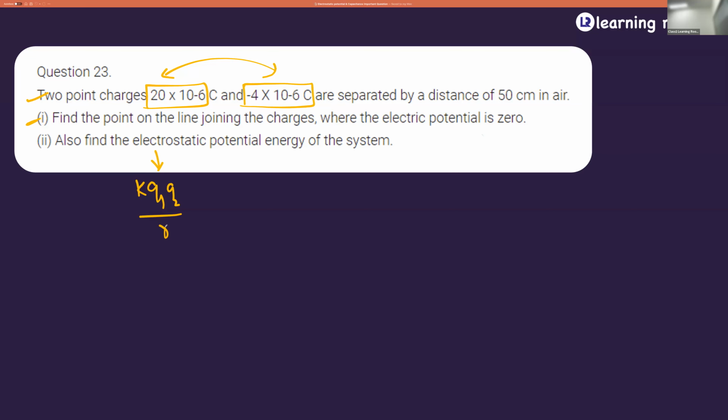It's very simple. You need to write the potential due to the first charge at a point, and the potential due to the second charge at a point. Sum of both should be 0. KQ by R. You need to write VA and VB at a point. Sum of both should be 0. So whenever you're writing potential due to a positive charge, you need to put the positive sign. Due to the negative charge, you need to put the minus sign. Okay, try it out.